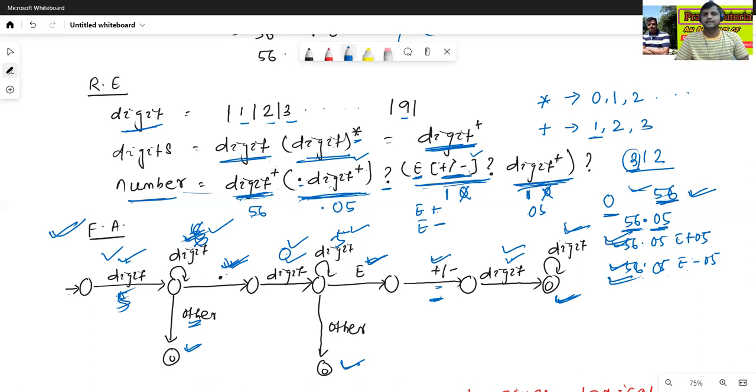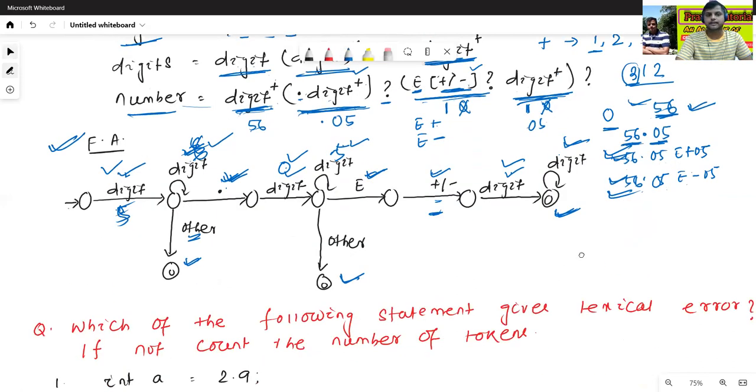Okay, so if a regular expression is given, we can easily create the finite automata. If a finite automata is given, we can easily create the regular expression. In this way, we can also create the recognition of the tokens. It may be a little difficult for some students who don't have any knowledge about regular expressions and finite automata. If you have some knowledge, then constructing the finite automata from a regular expression is very, very easy. Please watch the videos of theory of computation classes on how to construct the finite automata from regular expressions.